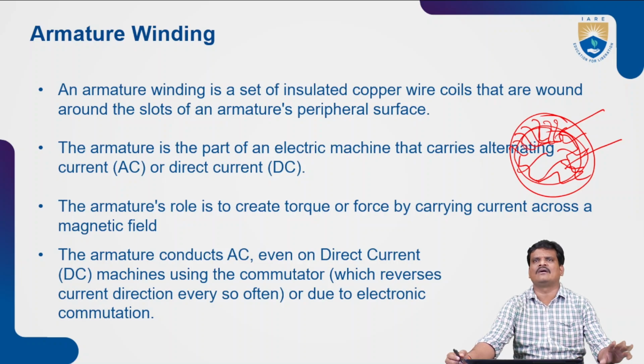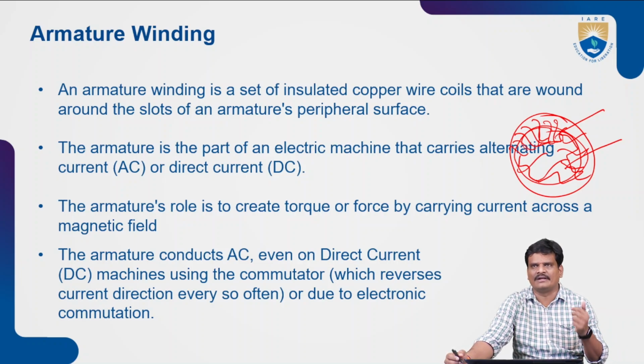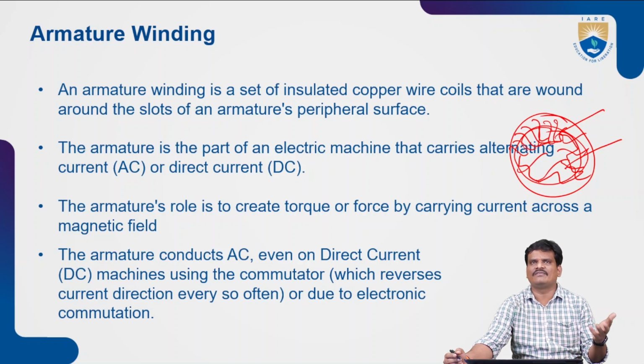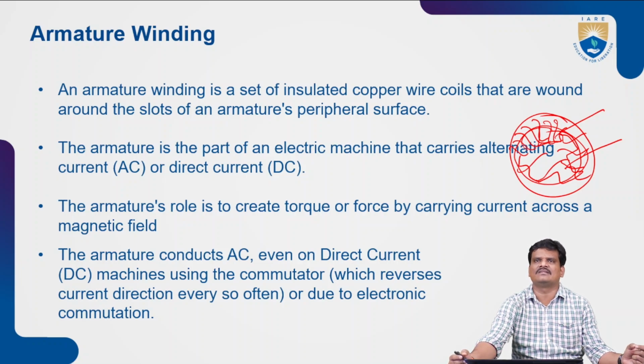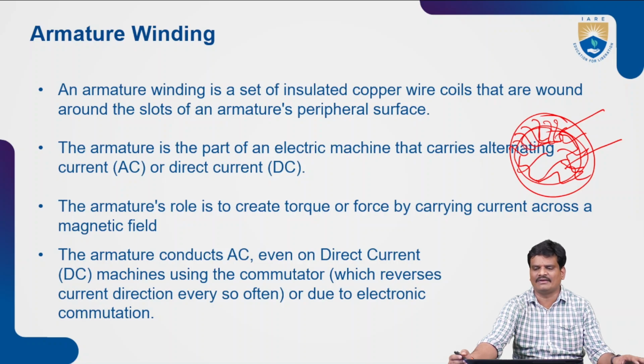The main purpose of having an armature winding is that it carries some amount of current, which may be direct current or alternating current. The main purpose of carrying the current is to generate the EMF, the electromotive force. The output I need from a generator is the EMF, that is, a voltage. So the armature winding plays a key role in developing the EMF. It is also used to create a torque or force by carrying current across a magnetic field.